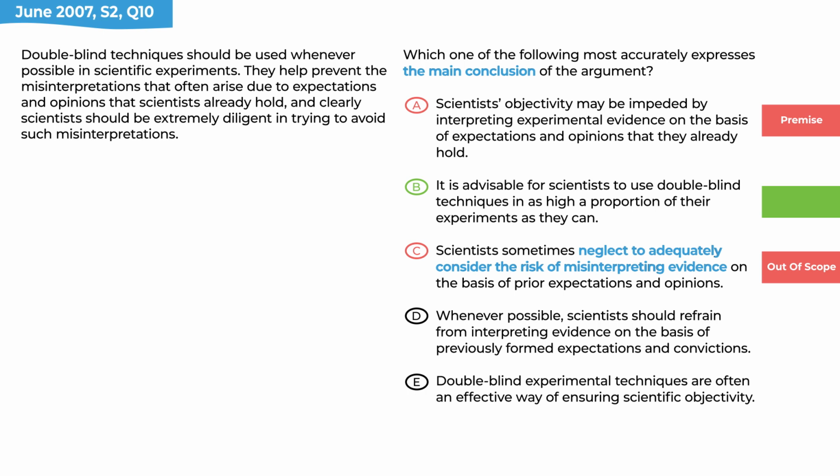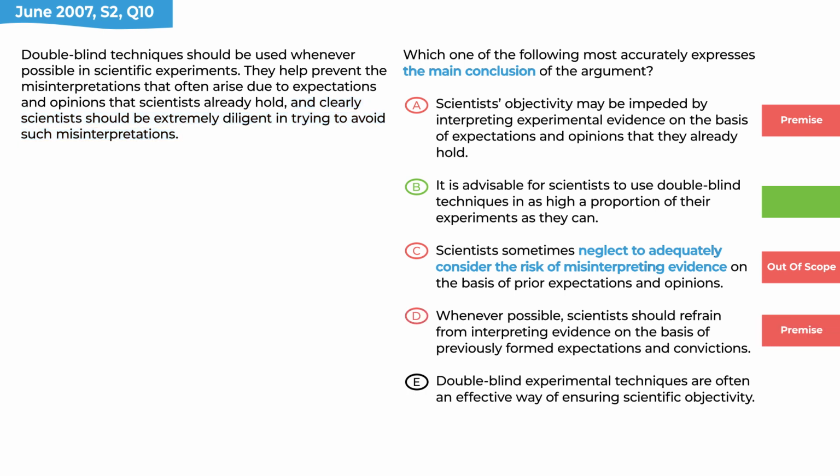Answer choice D, whenever possible, scientists should refrain from interpreting evidence on the basis of previously formed expectations and convictions. Well, that's there in the argument, but that's there in the second half of the second sentence. So that's a premise of the argument. Let's get rid of it.